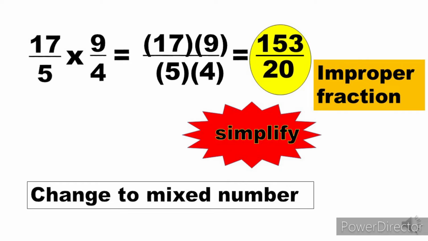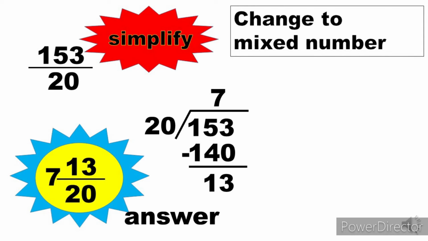Okay, ang quotient natin is improper fraction, which is 153/20. So, gagawin natin siyang mixed number para ma-simplify. Para ma-change sa mixed number, i-divide lang natin 153 divided by 20. So, it is 7. Then 7 times 20 is 140. And then 153 minus 140 is 13. And then, gawing mixed number. So, yung quotient na 7, yun yung whole number. Yung 13 na remainder, yun yung numerator. And 20 is the denominator.